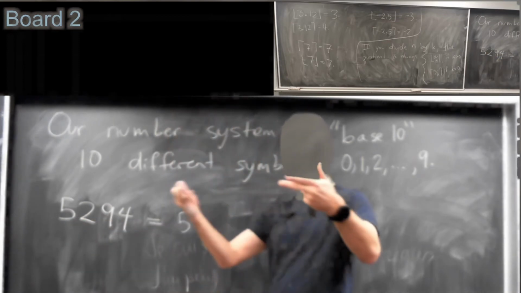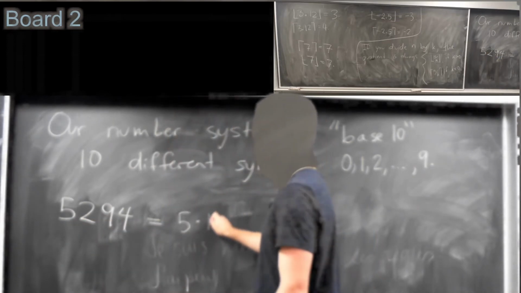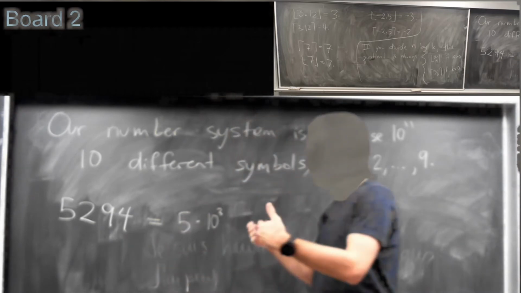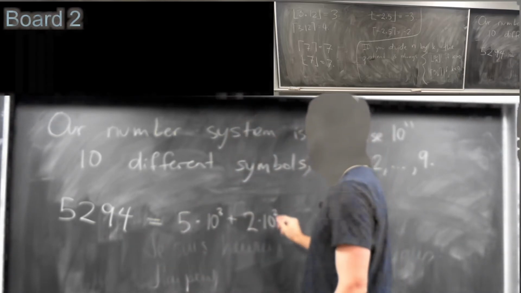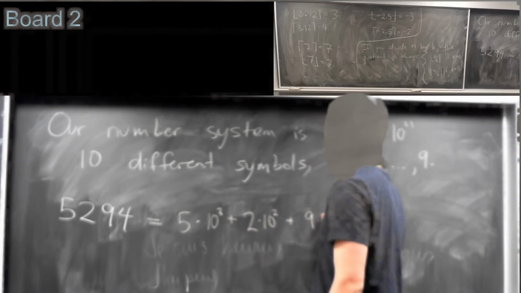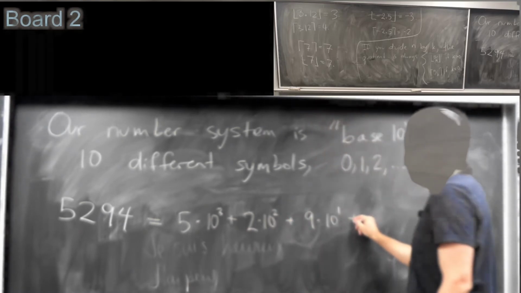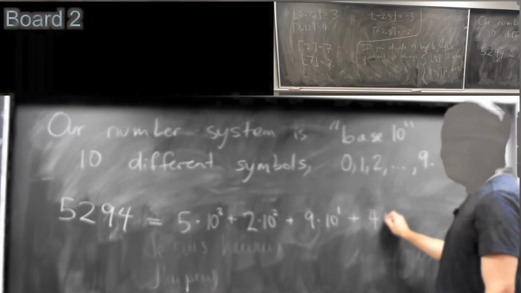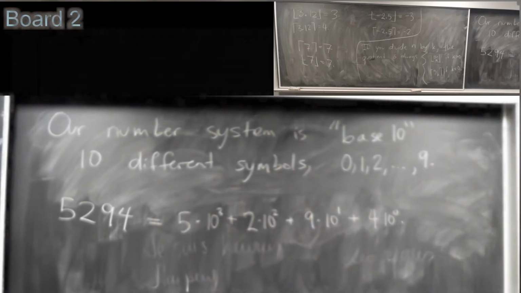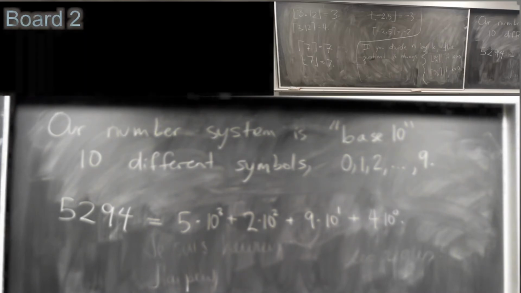we take 5,000s. 1,000 is 10 to the 3. To that, to 5,000, we add 200s. So 2 times 10 to the 2, 9 times 10 to the 1, and then we're left with 4, which is 4 times 10 to the 0, because 10 to the 0 is 1, right? Anything to the 0 is 1.